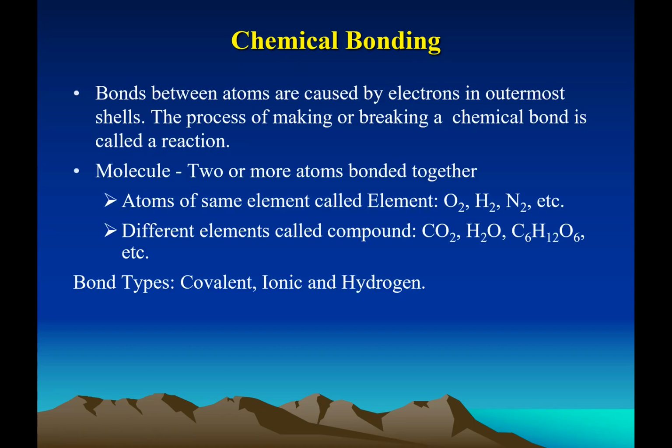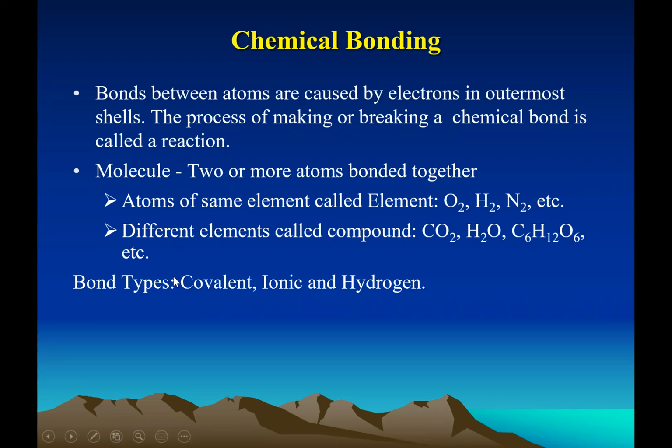What is a molecule? A molecule is 2 or more atoms coming together. If it is the same one, it is still called an element. You know, there are 2 atoms of oxygen, it's called oxygen element, hydrogen element, nitrogen element. But if it's 2 different elements coming together to form a stable entity, it is called a compound. So carbon dioxide has 1 carbon and 2 oxygen. Water has 2 hydrogen and 1 oxygen. Glucose, C6H12O6, has 6 carbon, 12 hydrogen, and 6 oxygen.